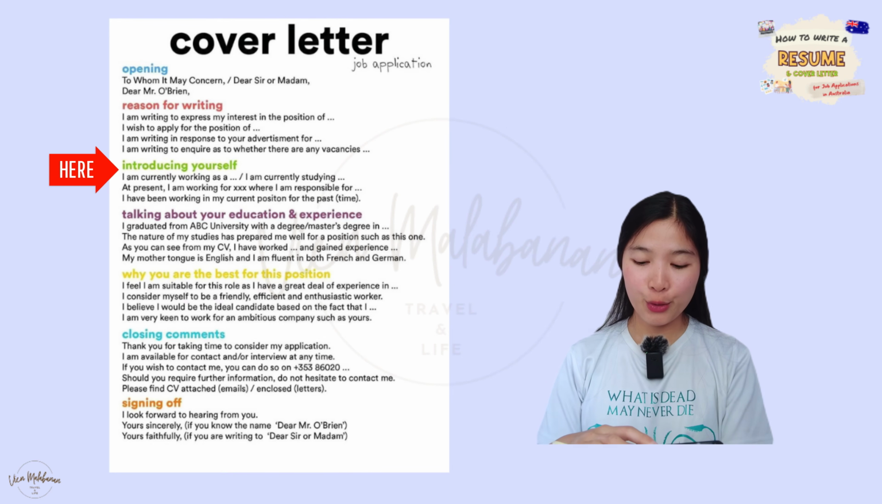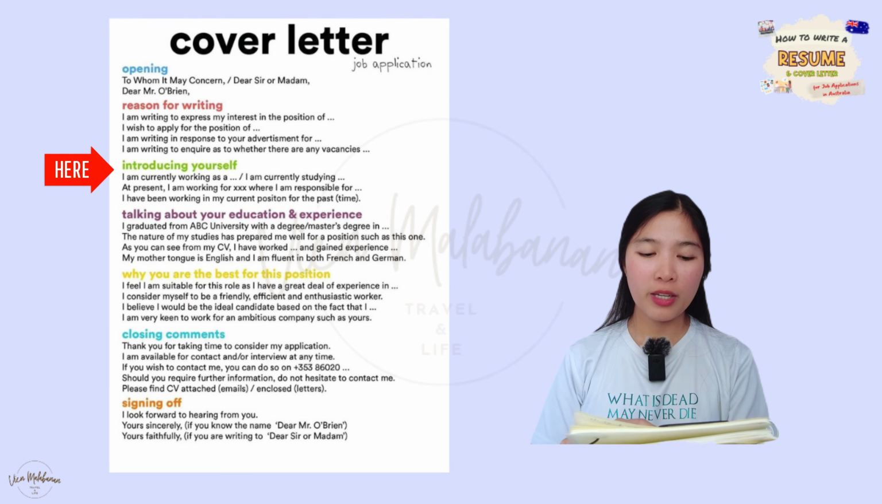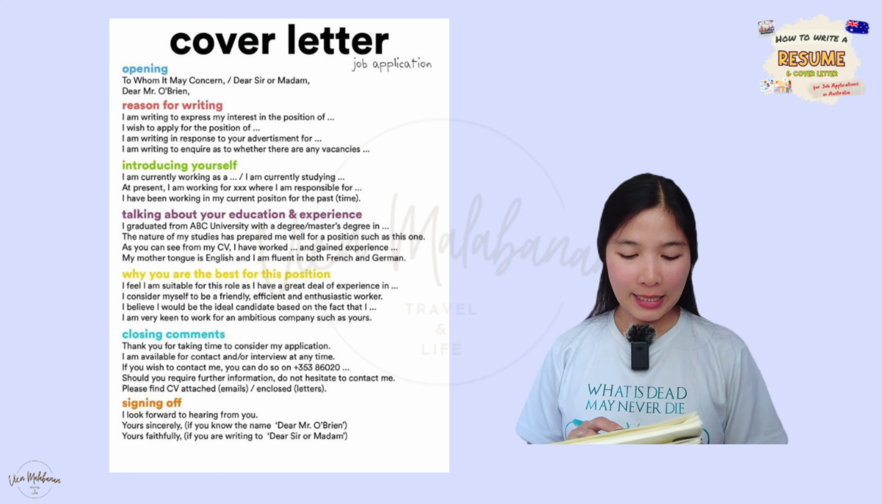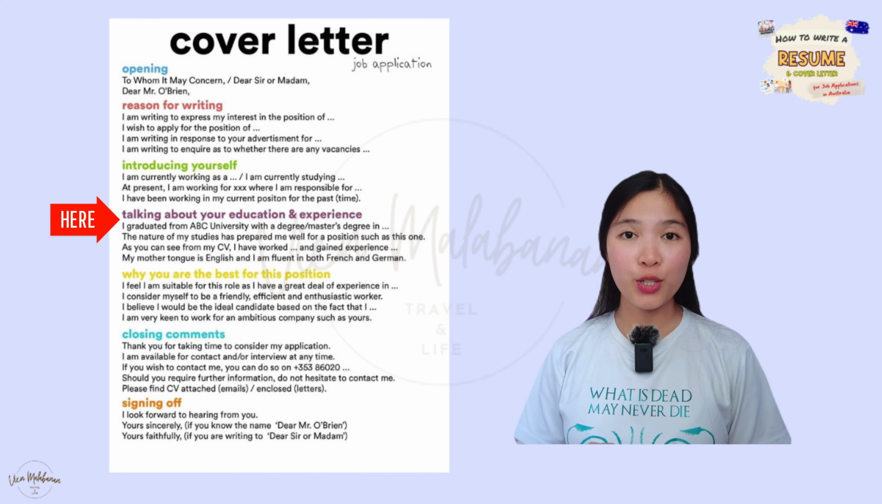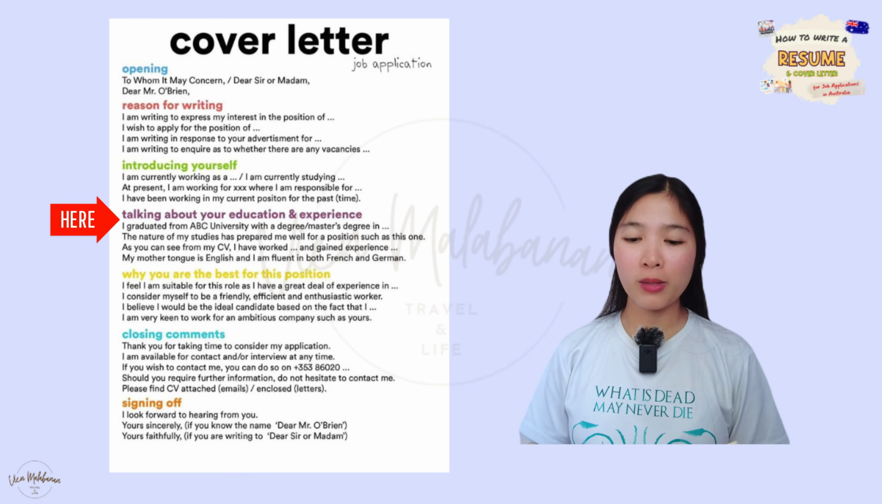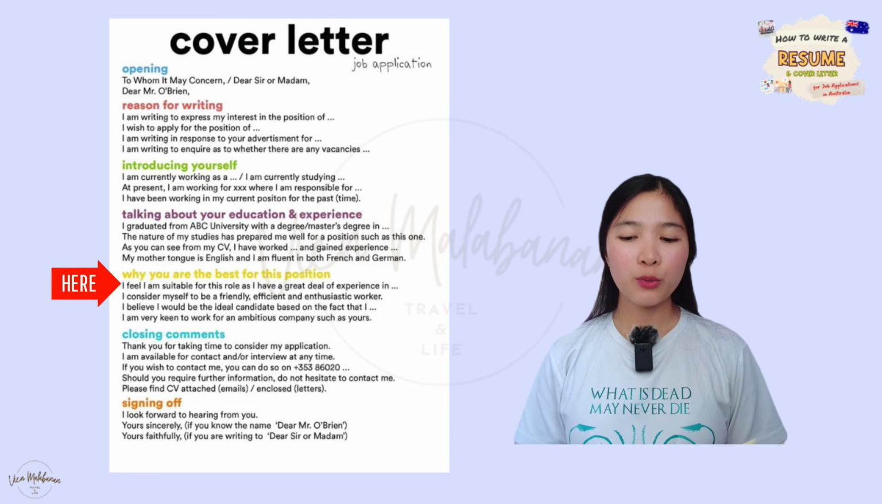Then, introduce yourself. You can start by saying, I am currently working as, I am currently studying, at present I am working for, where I am responsible for, I have been working in my current position for the past 2 years, something like that. Then, talk about your education and experiences. Only highlight details relevant to the job you are applying for. You can include your skills and knowledge in connection to the position. After that, write why you are the best for this position.